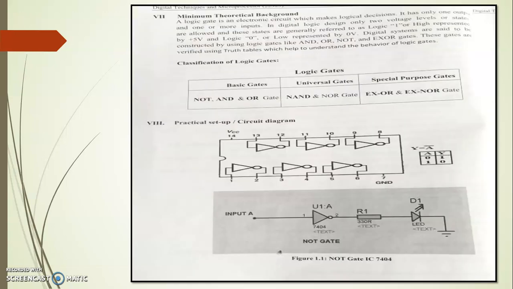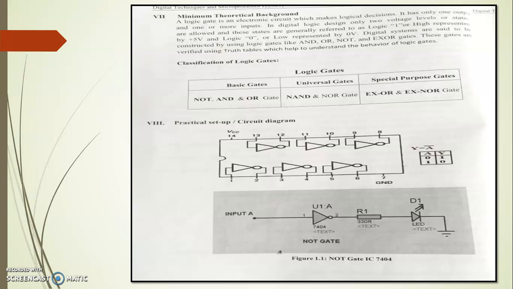So we have a lot of gates, like basic gates in the classification of logic gates. You can see that the basic gates are the NOT gate, AND gate and OR gate. In universal gates you have NAND and NOR gates. Special purpose gates we have are XOR and XNOR gates.